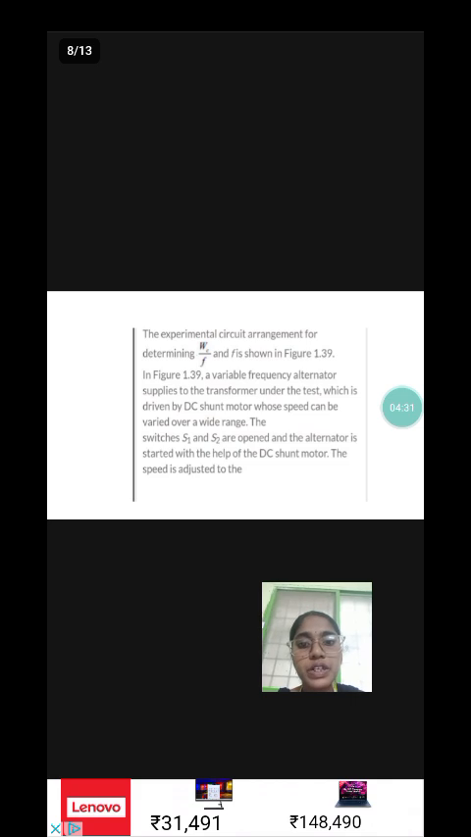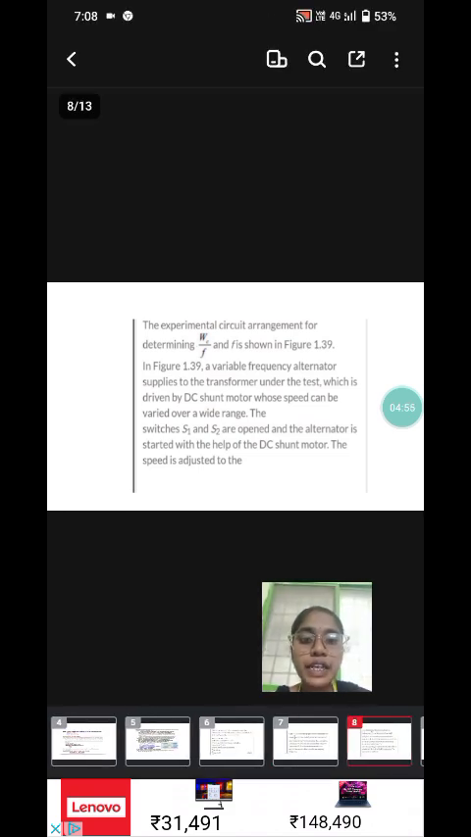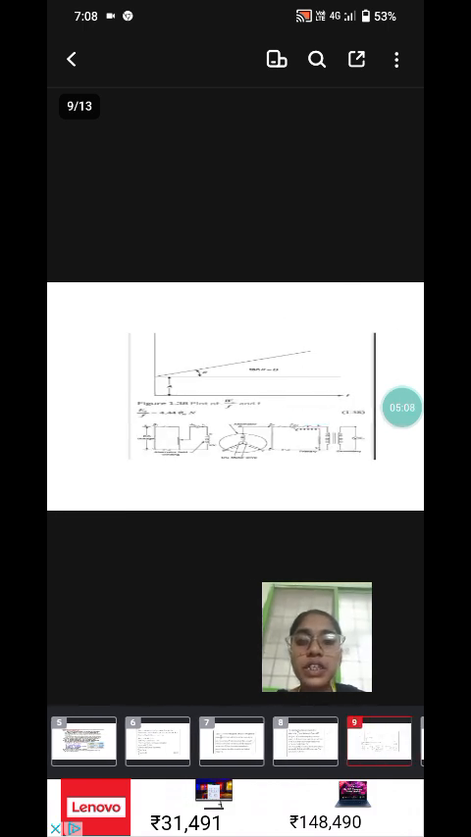The experimental circuit arranged for determining Wc by F and F is shown in the figure. A variable frequency alternator supplies the transformer under test, and is driven by a DC shunt motor whose speed can be varied over a wide range. The switches S1 and S2 are open and the alternator is started. With the help of the DC shunt motor, the speed is adjusted to the required frequency.